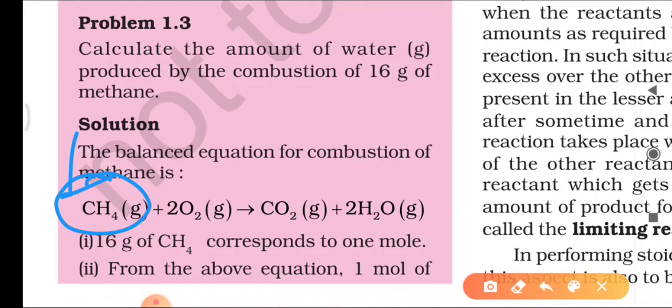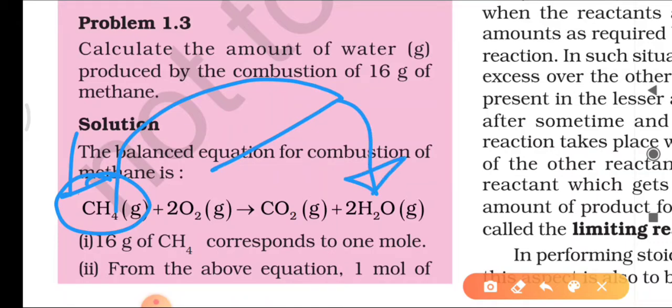From a balanced chemical equation, it is clearly shown that if 1 mole of methane is burnt, it will produce 2 moles of H2O, right? So if you have taken 1 mole of methane, it will produce how many moles of H2O? It is 2 H2O, that is 2 moles of H2O. So 2 moles of H2O will be produced.